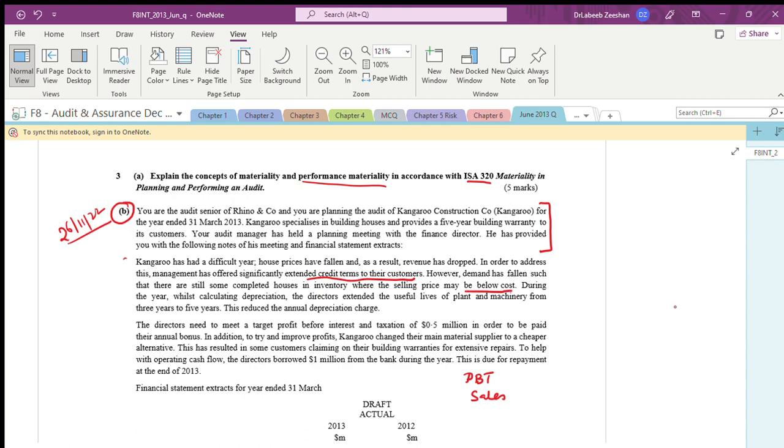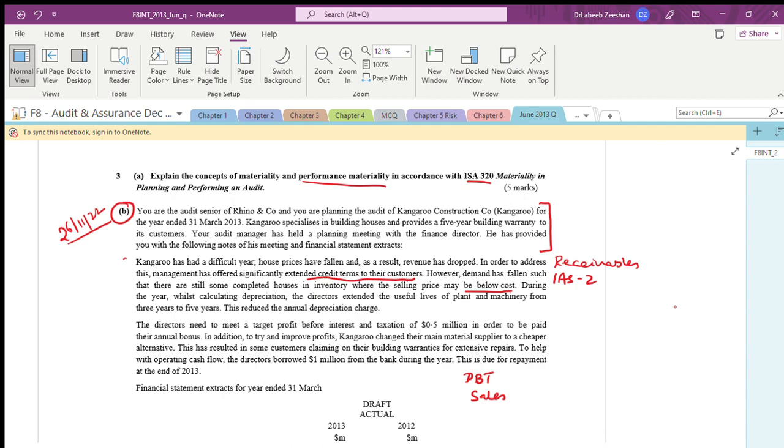Is it right? IAS 2. Inventory. Receivables. Is it right? Receivables. Apart from that, you can, it is receivables.